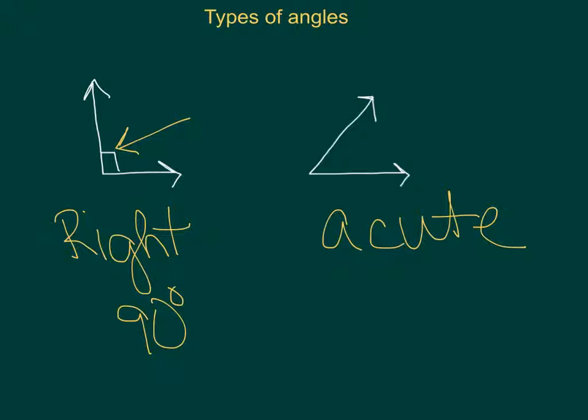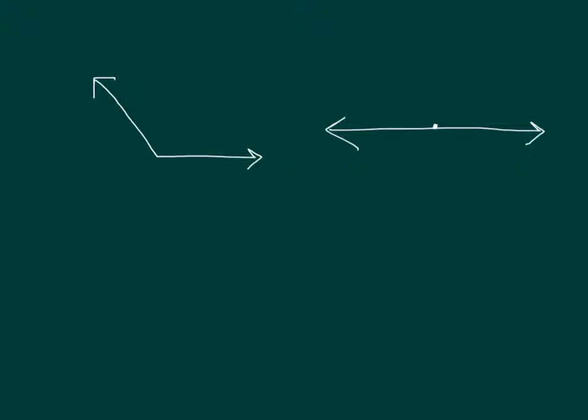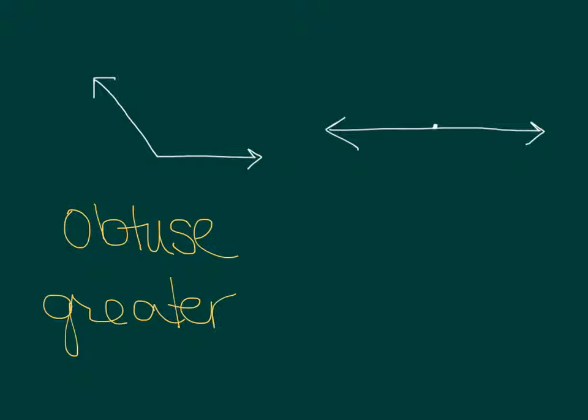Acute means that it's less than 90 degrees. So I've always said it's a cute angle. So acute, like it's small, a cute little thing. The next angle is an obtuse angle. And obtuse means that it is greater than 90, but it's less than 180.